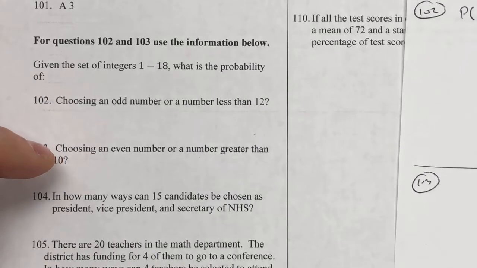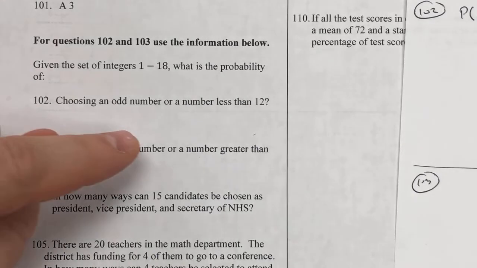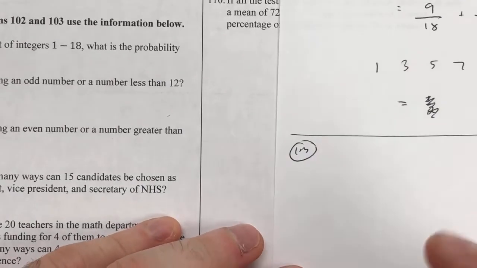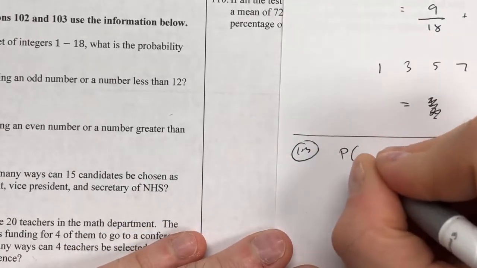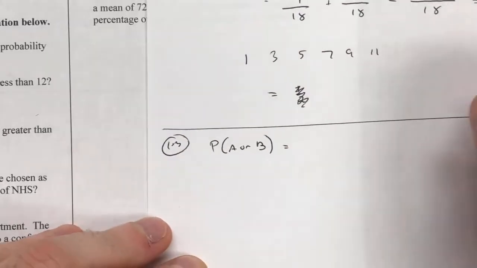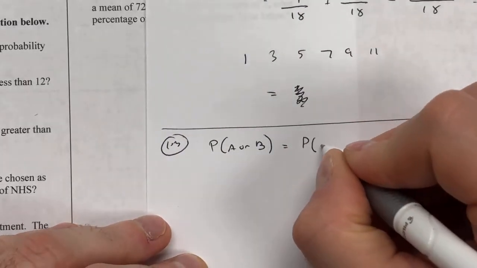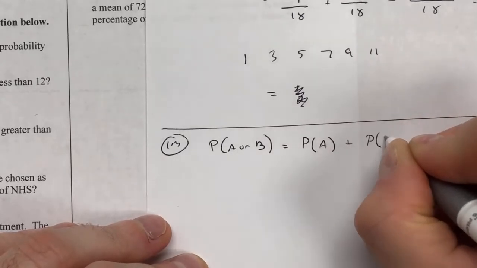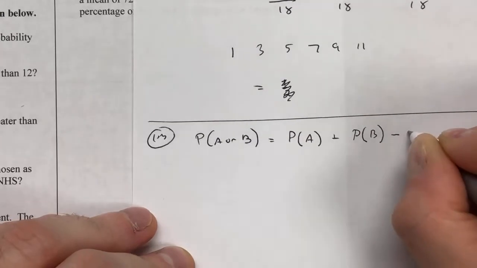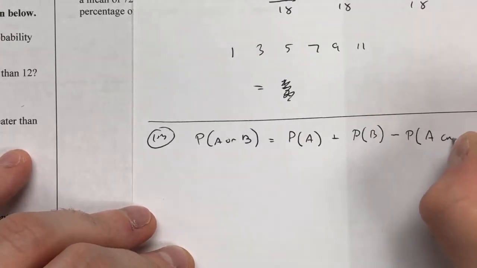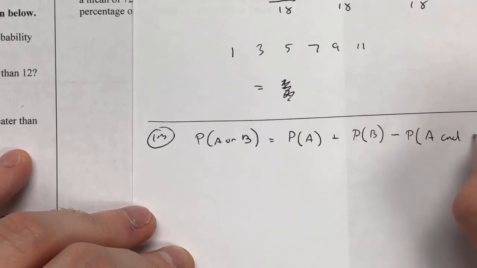103. What is the probability of choosing an even number or a number greater than 10? Okay. So I'm going to do the same thing. Probability of A or B is equal to the probability that it's an even number plus the probability that it is a number greater than 10 minus the probability that it is both an even number and a number greater than 10.